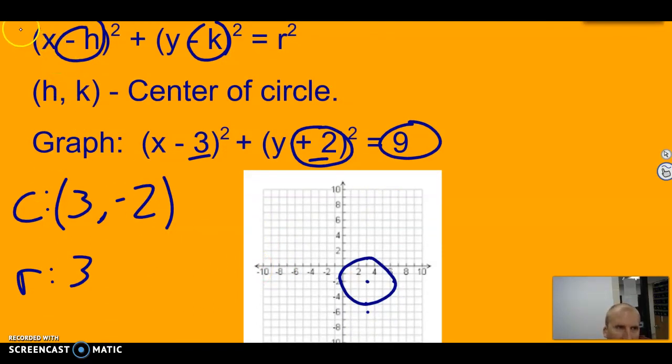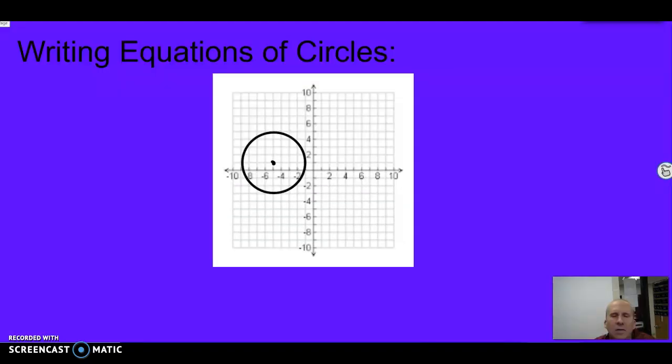All right, one more page, last screen of the year. Okay, so here we go, last slide. The last thing you're going to be asked to do is write the equation of a circle when you've been given it. So we've already been given the equation and drawn the circle. Now we need to be coming up with the equation from the picture of a circle.